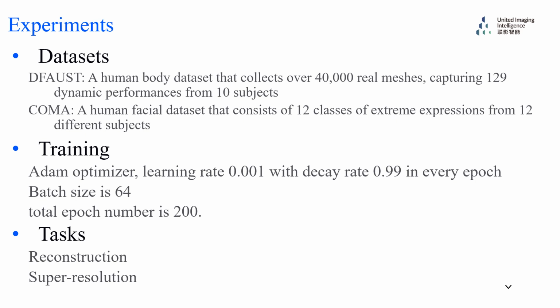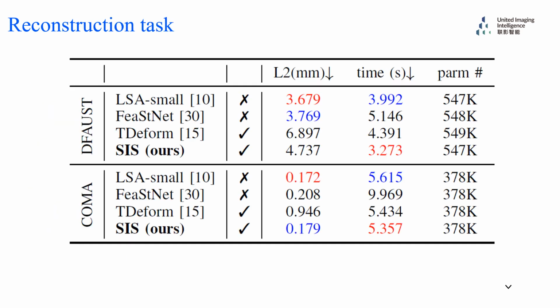We evaluate our method on two tasks. One is reconstruction and the other is super resolution. For the reconstruction task, we compare our method with LSA, FitSTNet, and TTFOAM. Here, the X mark means those methods cannot support reconstruction at any resolution. Compared to TTFOAM, our method performs better on both datasets. And on the COMA dataset, our method is even better than FitSTNet.